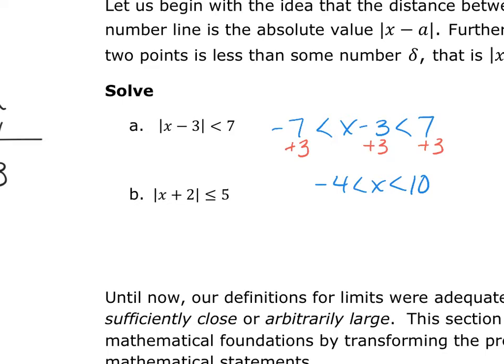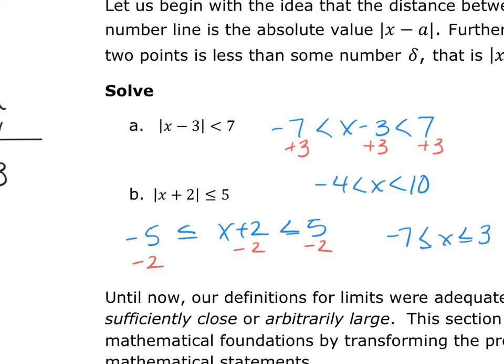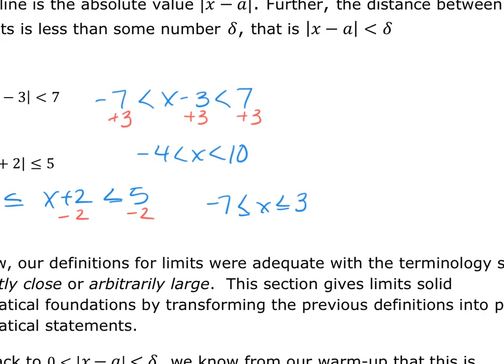All right, so using the same type of reasoning in the next one, I have -5 is less than or equal to x plus 2, which is less than or equal to 5. What am I going to do to every piece, middle, end, and other side? I'm going to subtract 2 from everything, so -2, -2, -2. So I end up with an answer of -7 is less than or equal to x, which is less than or equal to 3. In interval notation, that's how you would have done it back in pre-calc 1. So -7 to 3 with brackets, and then up here, parentheses, -4 to 10.